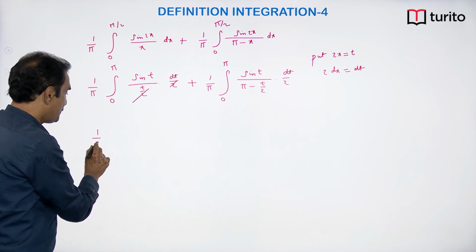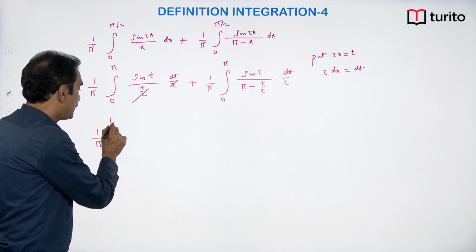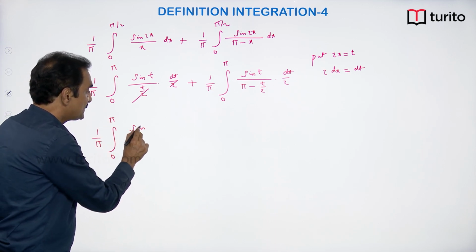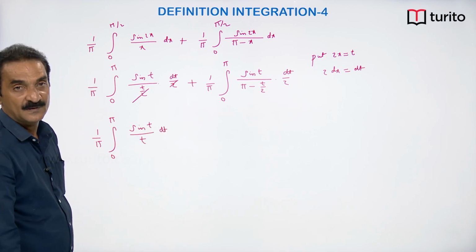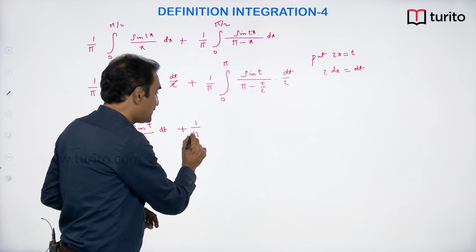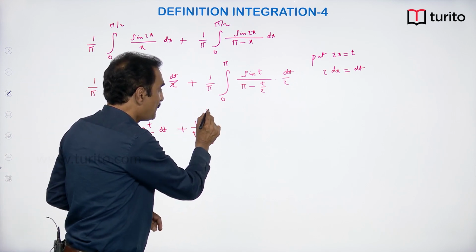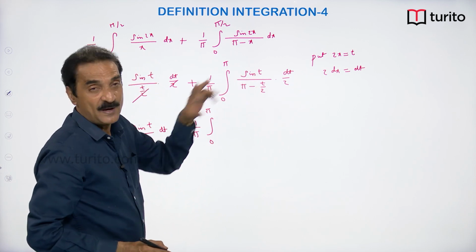If you take 2 LCM, the first one is 1 by pi integral 0 to pi sin t by t dt. Now the second is 1 by pi integral 0 to pi sin t by 2 pi minus t.